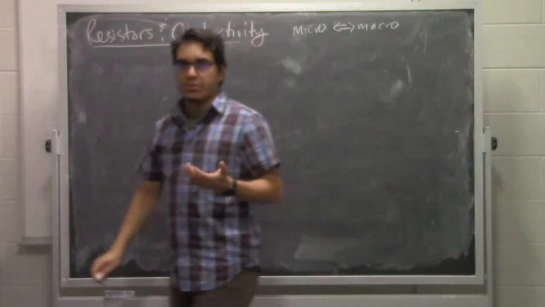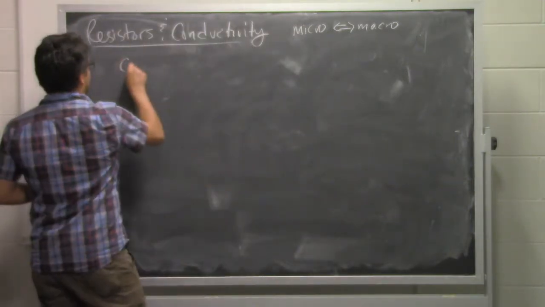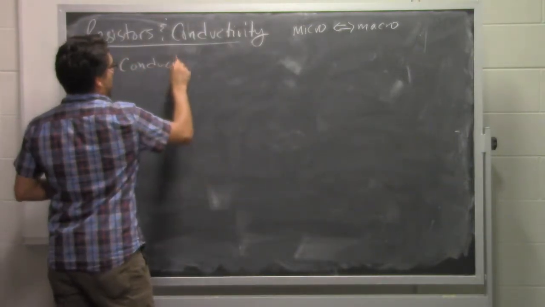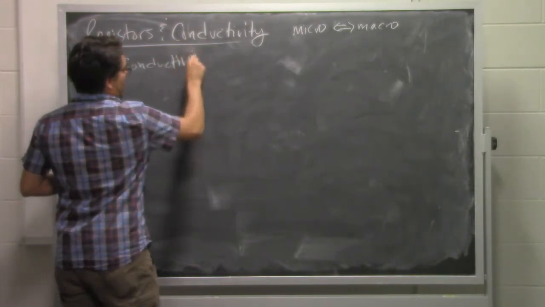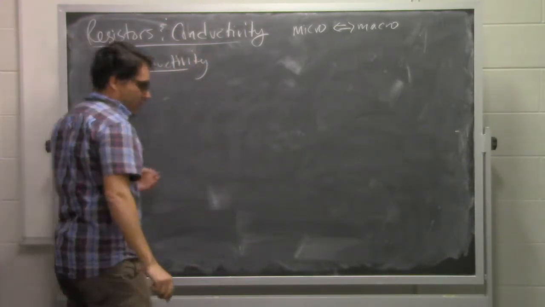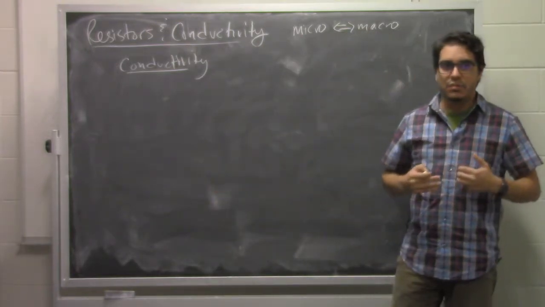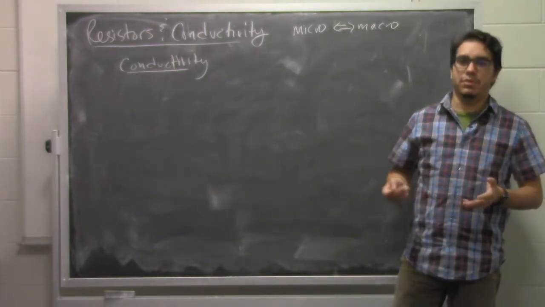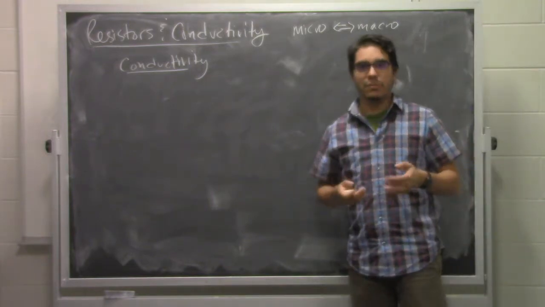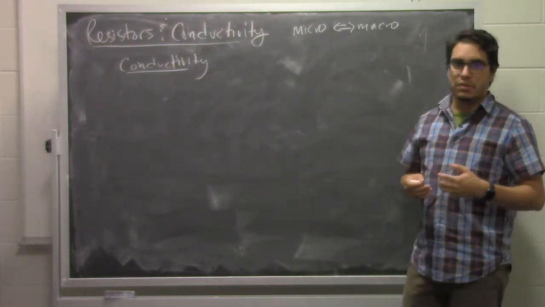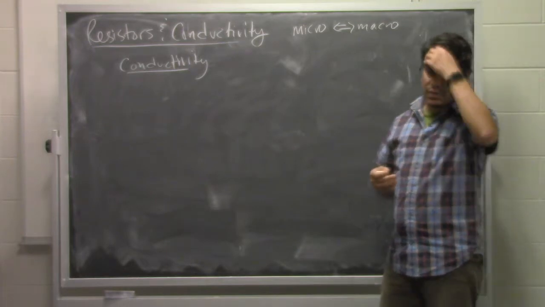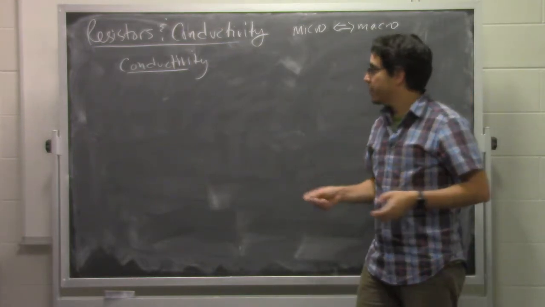So what we're going to introduce is this idea which is called conductivity. And conductivity is essentially a measure of how easy it is to move charges around in a piece of material. So I know we talked about electron mobility as being one of those things. Conductivity is another one which contains additional pieces of information.